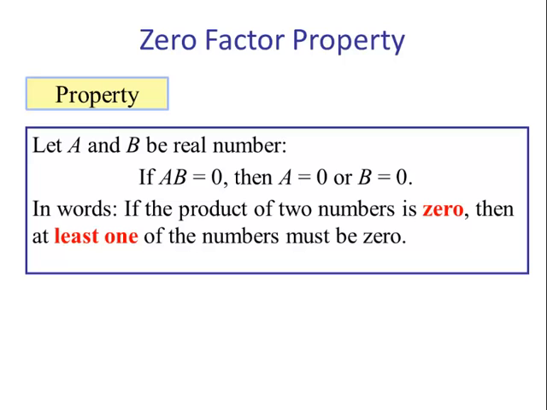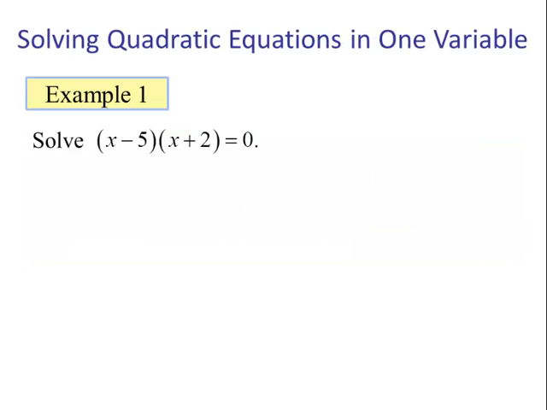Let a and b be real numbers. If a times b equals 0, then a equals 0 or b equals 0. In words, if the product of two numbers is 0, then at least one of the numbers must be 0. Solving quadratic equations in one variable.